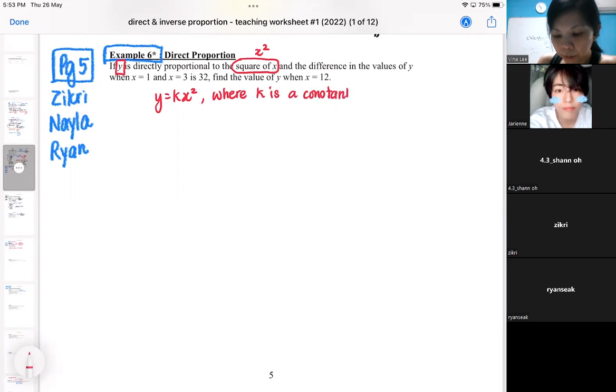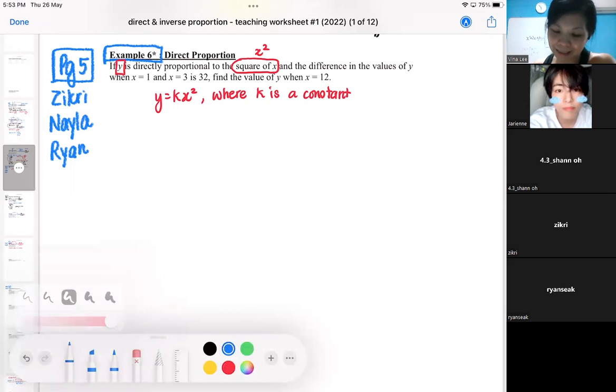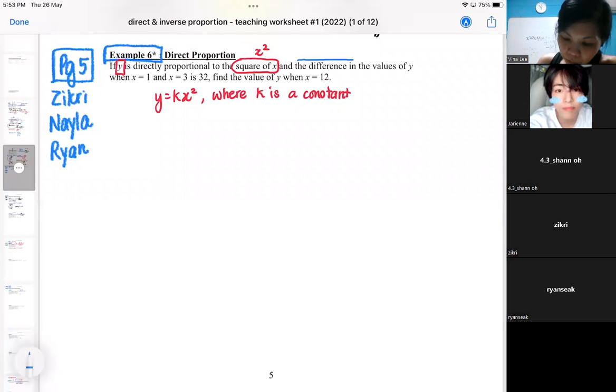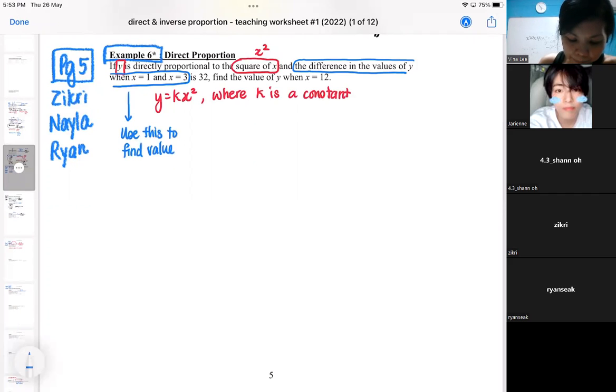Okay, so for the three of you, you realize it's the same setup. But this time around, the way they gave you the information to find k is slightly different. They don't mention the values of x and y directly. So in fact, they tell you this part here, to find the value of k. They are telling you in a different format.